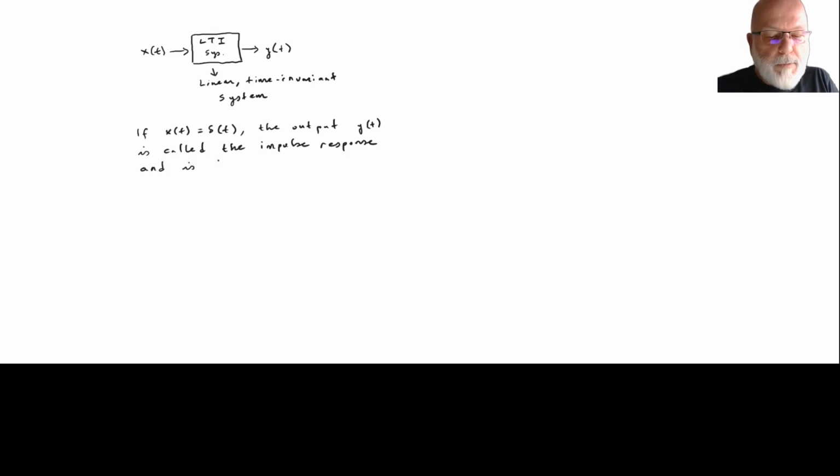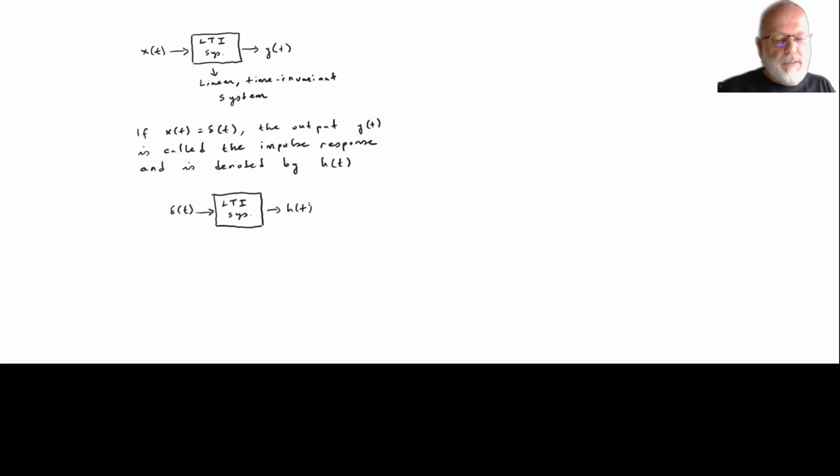is denoted by h of t. So this is our LTI system now. And now, instead of a general input, we have delta of t as the input, and the corresponding output is h of t, the impulse response.